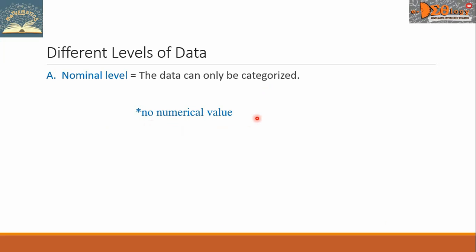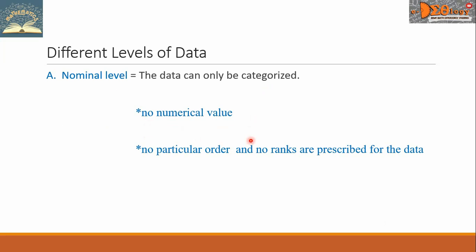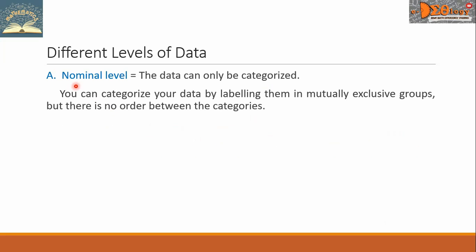Now let us study each level of data, starting with letter A, nominal level. In here, the data can only be categorized. There is no numerical value involved, no particular order, and no ranks are prescribed for the data. So we say that you can categorize your data by labeling them in mutually exclusive groups, but there is no order between the categories. Here are the examples: city of birth, gender, ethnicity, car brands, marital status.